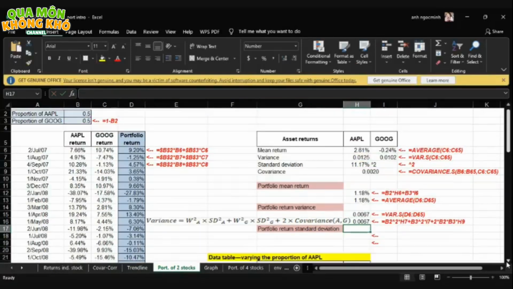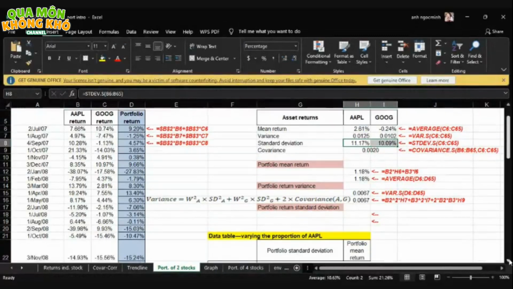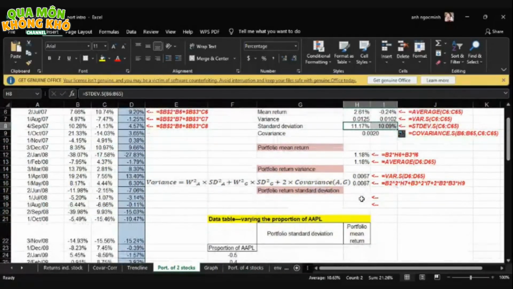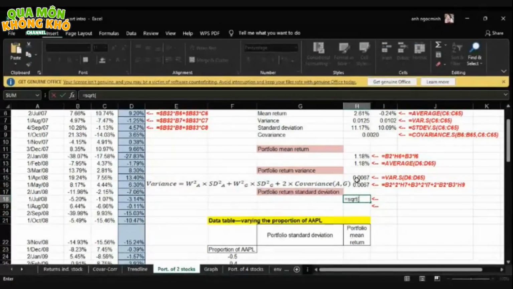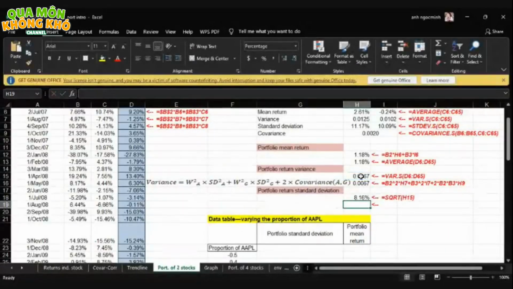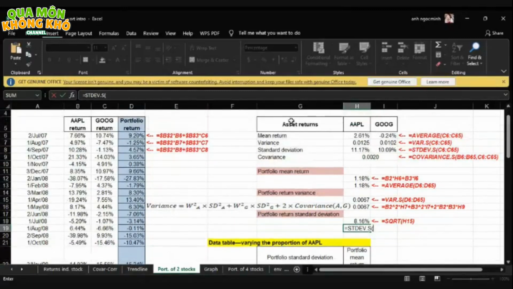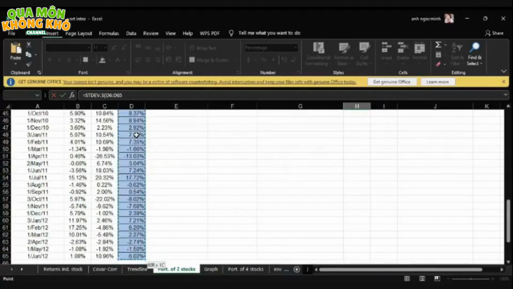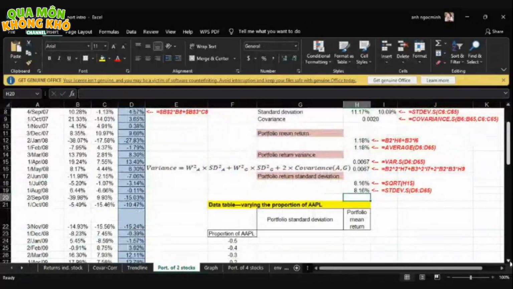Yes. The return standard deviation is the square root of the variance, or we can use the function standard deviation sample. So it's the same result.